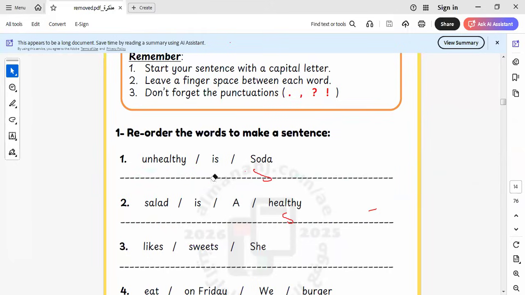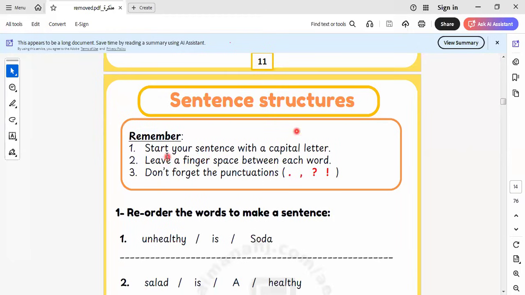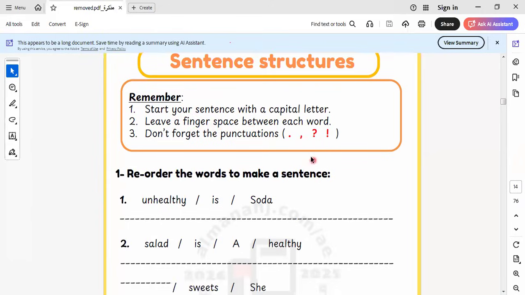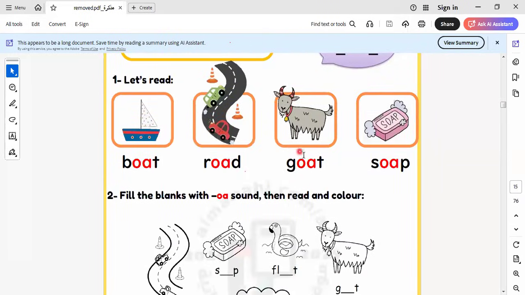In this part, we give you the rules that we must follow during writing. During writing, we must start the sentence with a capital letter and leave a space between each word. Then we check if the sentence is interrogative, a question, I put a question mark. If it's an exclamation, I put an exclamation mark. If the sentence is a statement, I put a full stop. I will leave the rest to you as homework.